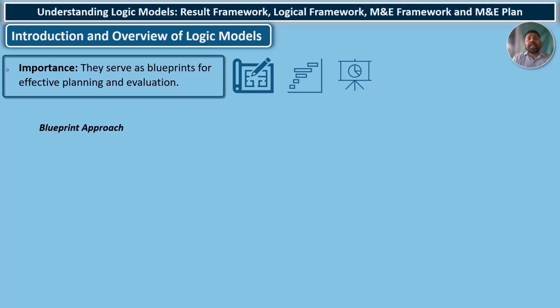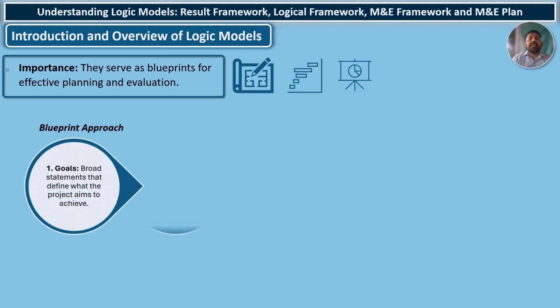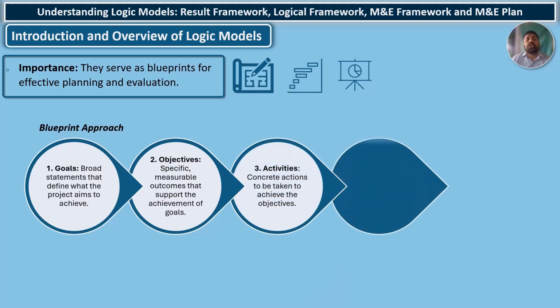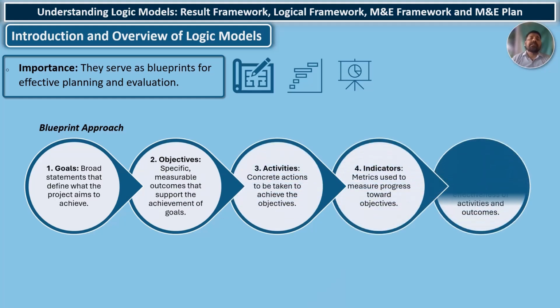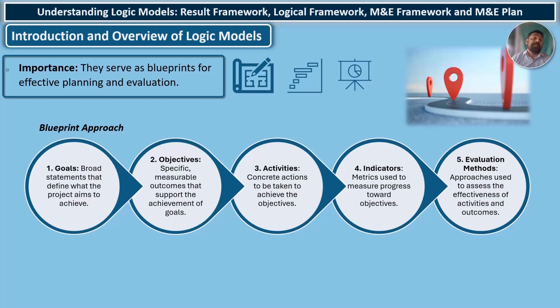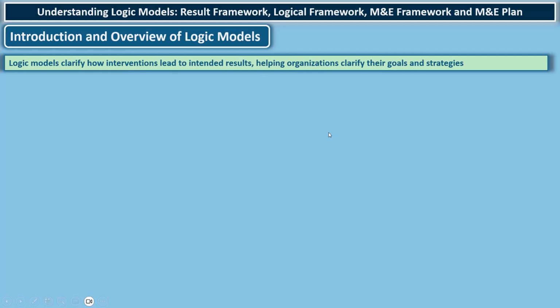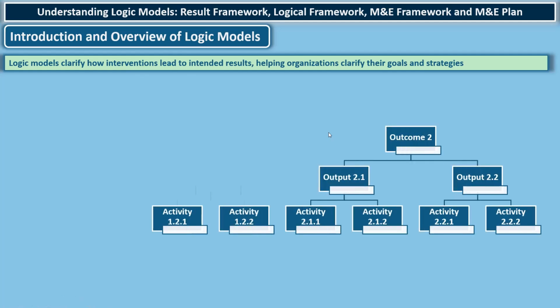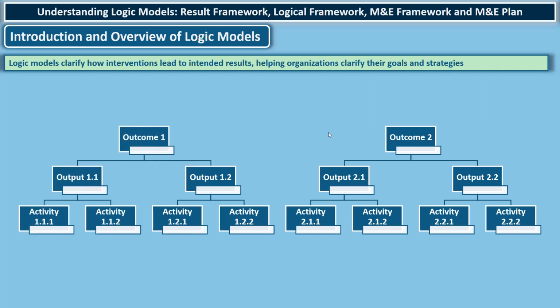The blueprint approach is basically a strategic planning framework used to guide the development and implementation of projects or programs. It serves as a comprehensive plan that outlines the necessary components, processes, and expected outcomes, providing a structured roadmap for achieving specific goals. Logic models clarify how interventions lead to intended results, helping organizations clarify their goals and strategy.